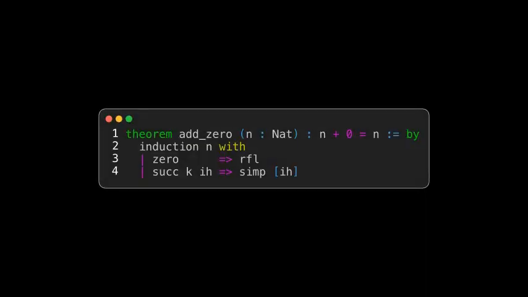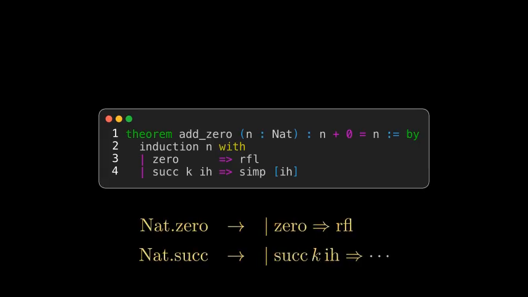Here's the proof from the previous episode, and the structure is no accident anymore. One branch for 0, one branch for suc n with an inductive hypothesis in scope. The exact shape of Nat's constructors read in Prop.